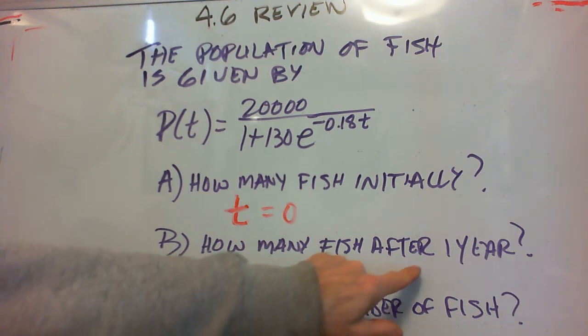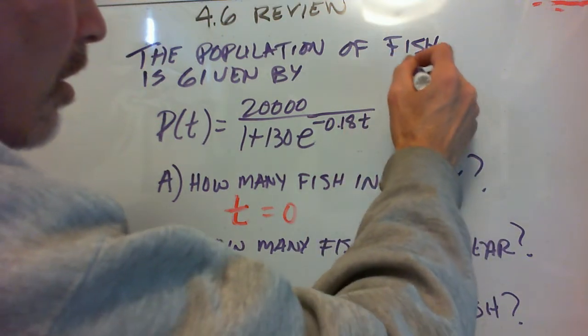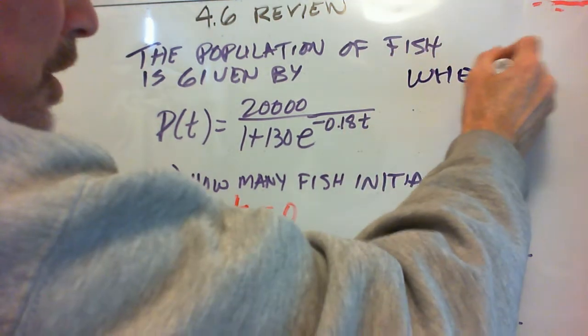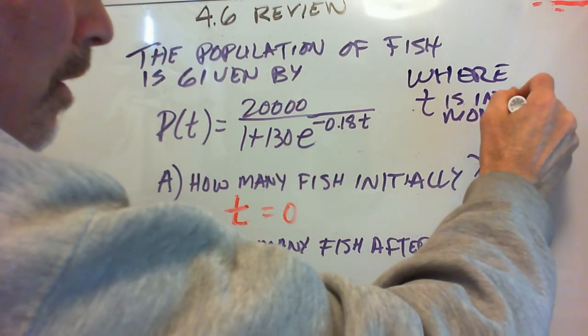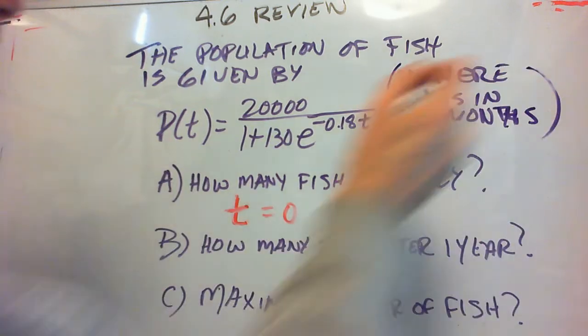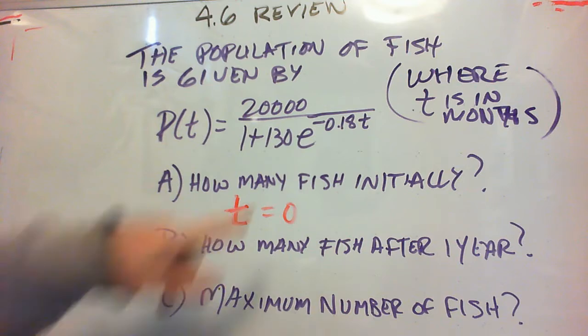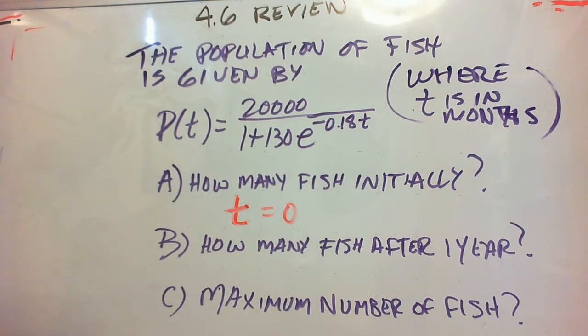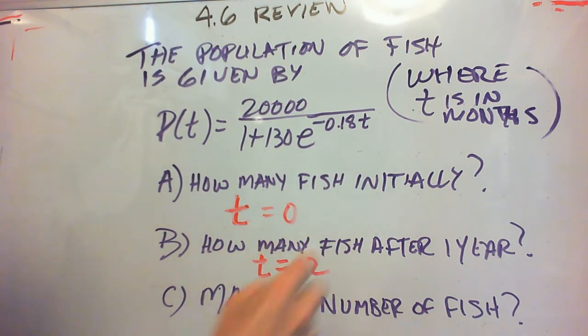How many fish after 1 year? Well, 1 year, oh, and I forgot to indicate from the homework, t is in months. That's important. It's on your homework problem. I was just trying to be a little more brief here because I have lack of room. T is in months after these fish are stocked. So after 1 year, t is not 1, but you just let t equal 12.